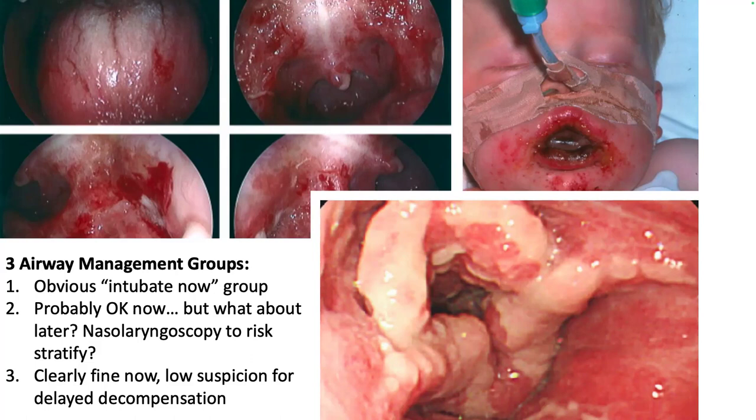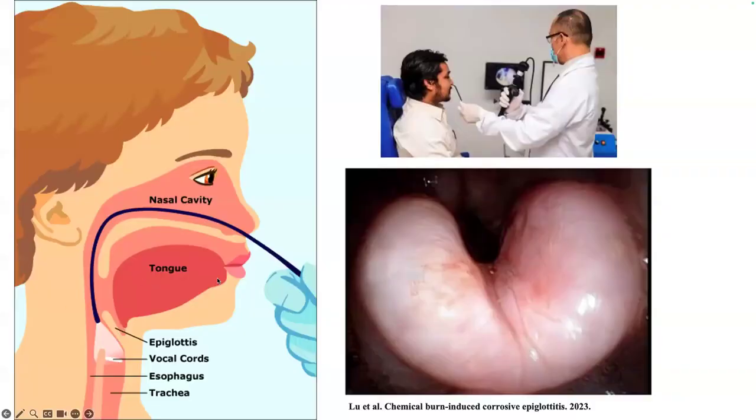And I would argue if you have a patient in that group, you're not quite sure whether or not they need to be intubated, nasolaryngoscopy can actually be your friend. That can allow you to visualize the epiglottis, the vocal cords, the posterior oropharynx, and risk stratify and figure out whether or not they may need to be intubated ahead of time before they develop airway compromise. Here's just a diagram on the left showing fiber optic nasolaryngoscopy, where you're putting that scope down through the nose, looking at the epiglottis, the posterior oropharynx, and the vocal cords.